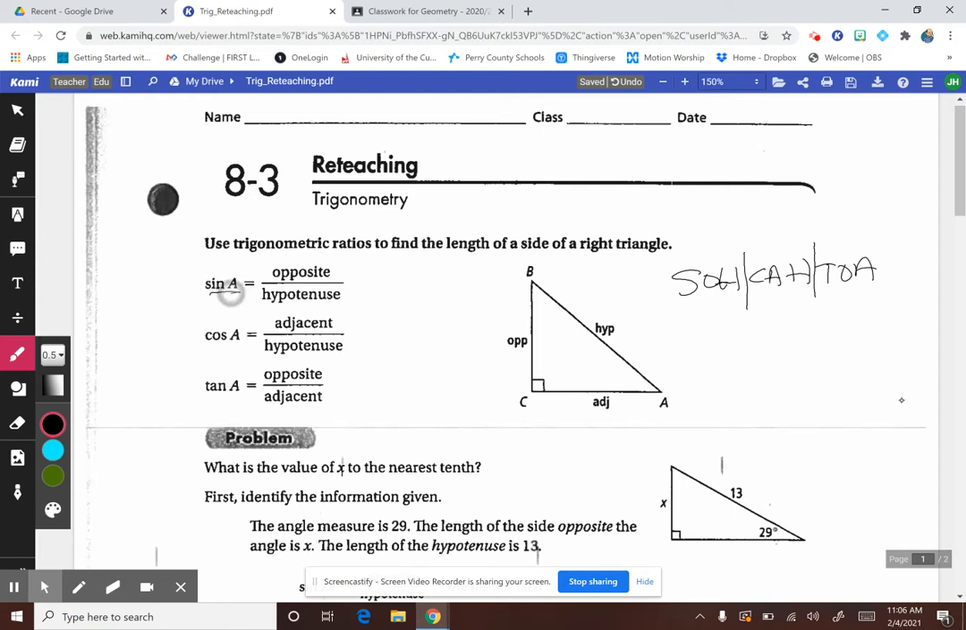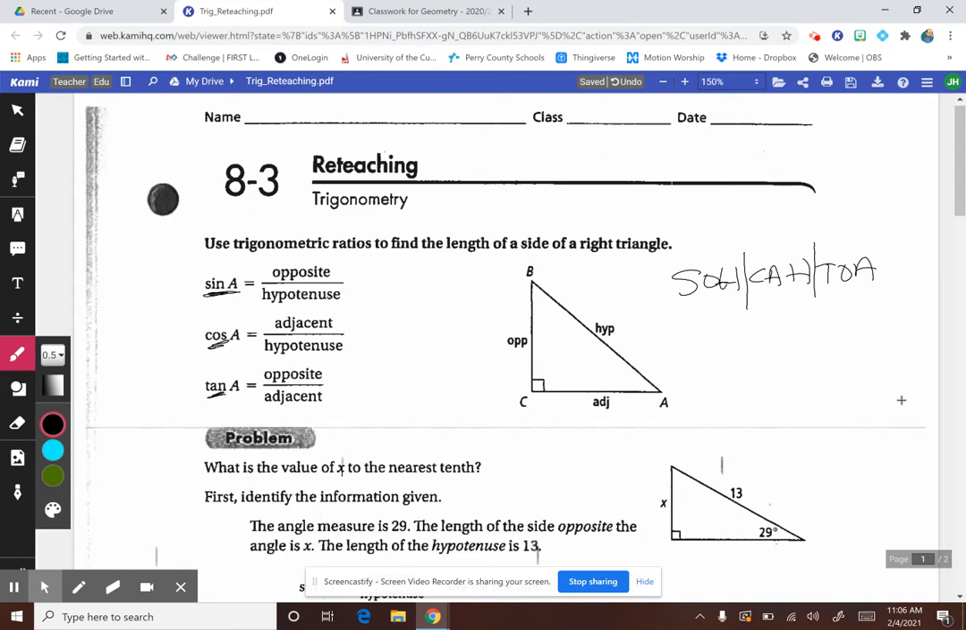So sine equals opposite over hypotenuse, which is SOH. Cosine is adjacent over hypotenuse, which is CAH. And then tangent is opposite over adjacent. So again, if we're just looking at ratios, let's go ahead and label these as the lowercase letter of the angle that they're across from.